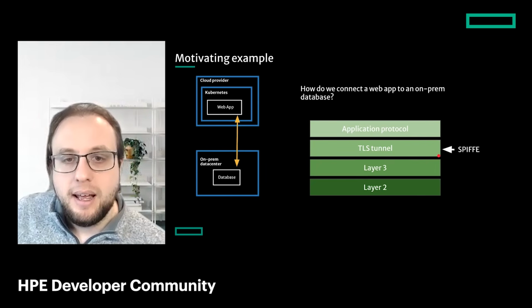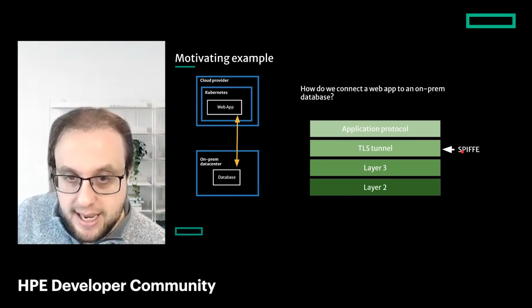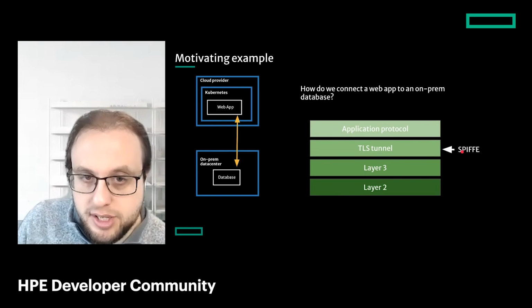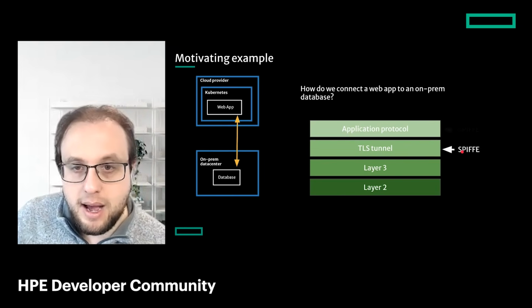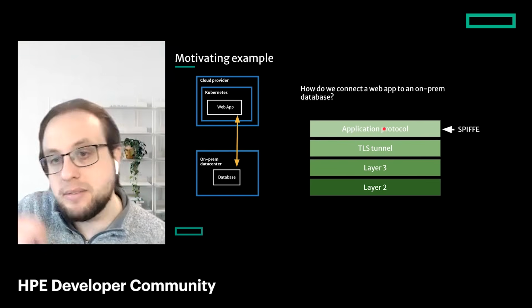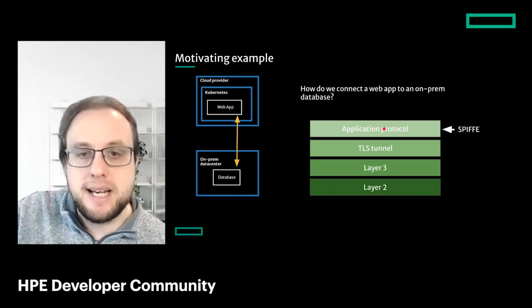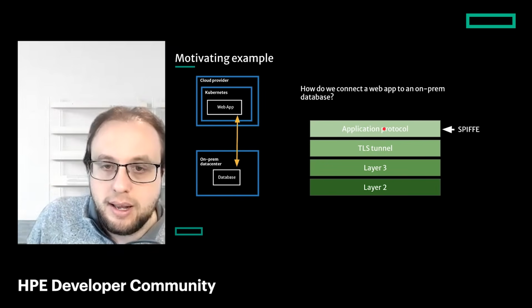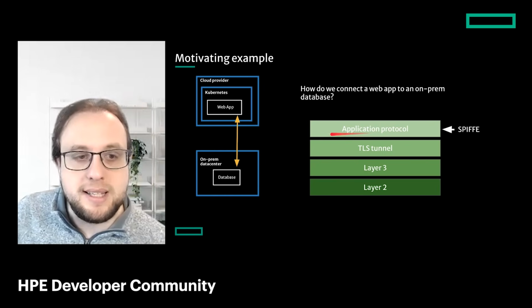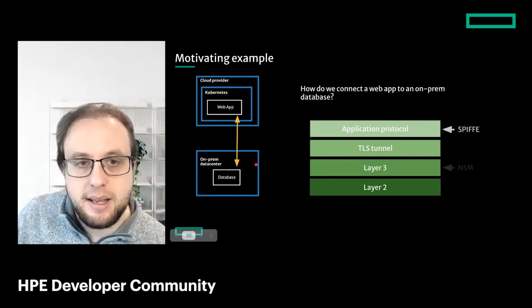So SPIFFE can grant secure identities for the TLS tunnel. So that's one approach to solving this problem with SPIFFE. Another approach is if your application identity supports X509 certificates or JWTs, then you can use the SPIFFE identity directly in the application protocol. So that's another way to establish a secure relationship from the web app to the database.